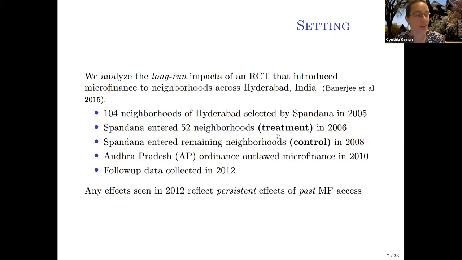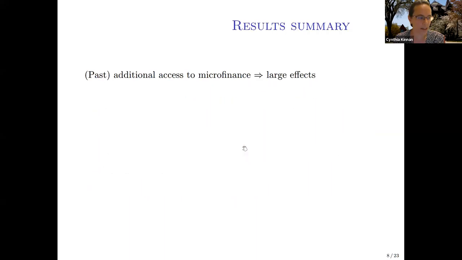And so any effects we see in 2012 reflect persistent effects of past microfinance access, which may remind you of that idea from the poverty trap picture that if households are subject to these poverty trap dynamics, a short-term intervention can have persistent impact.